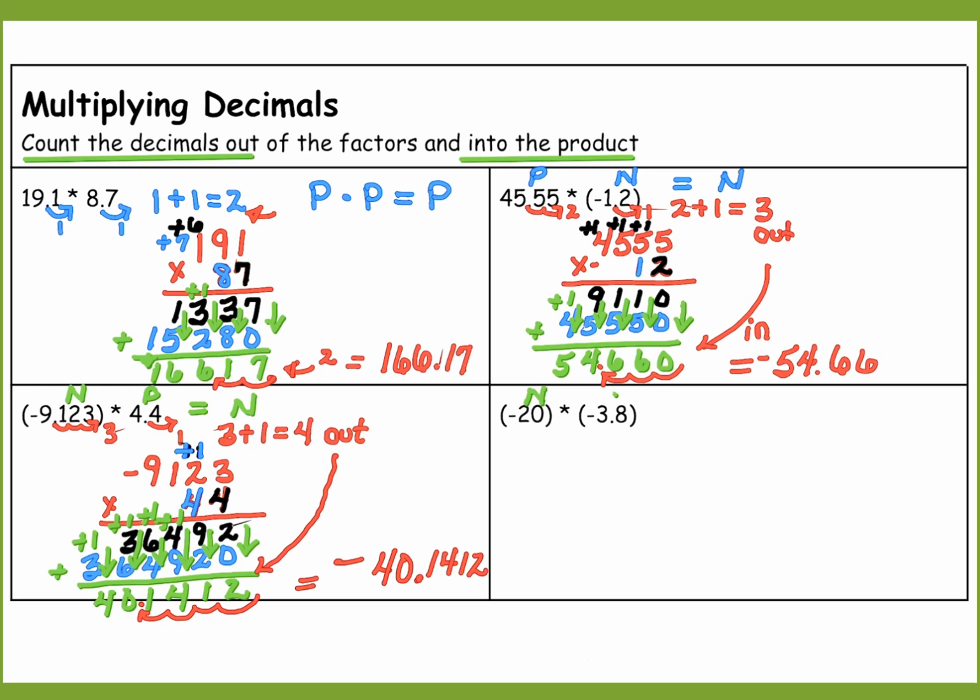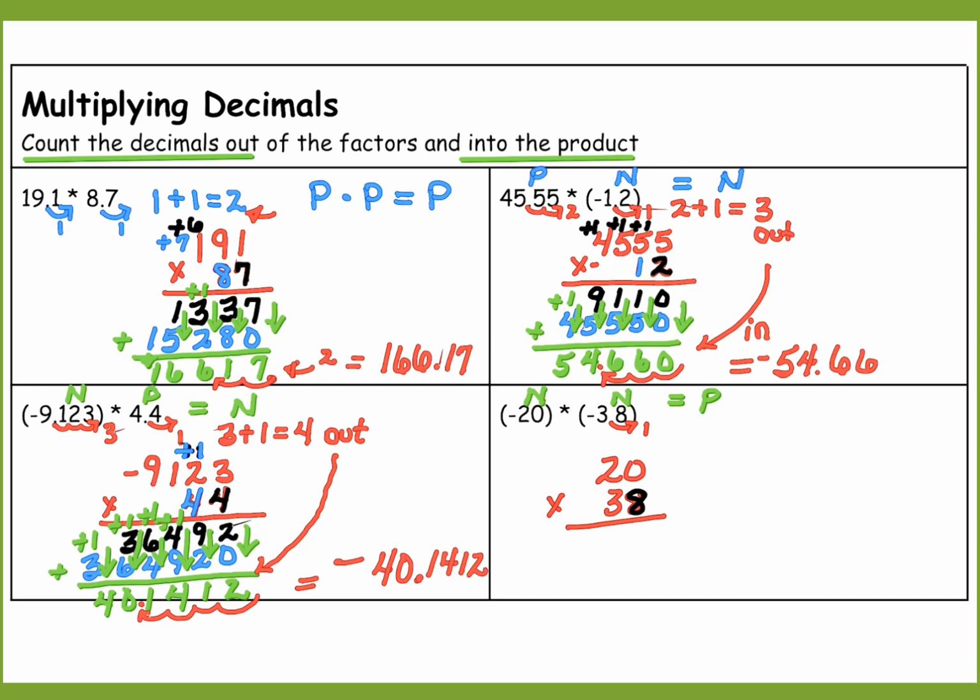In this next problem, we have a negative times a negative, and we know that that is going to give us a positive answer. So for our first factor, we do not have to move the decimal out, but in our second factor, we have to move that decimal over 1 space. So a total of 1 space that we're moving out. Now we're going to write the whole numbers, which will be 20 times 38 because we moved that decimal out. So let's start with our multiplication and begin with our 8.